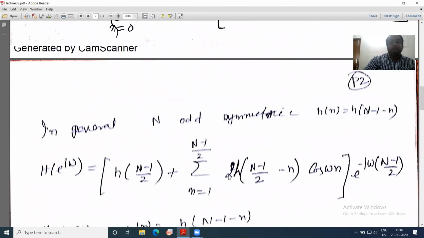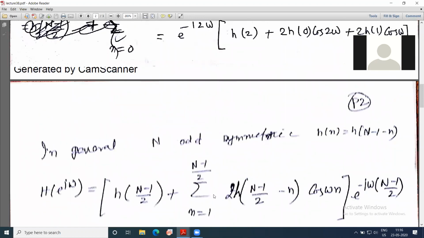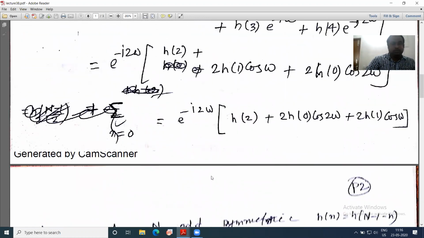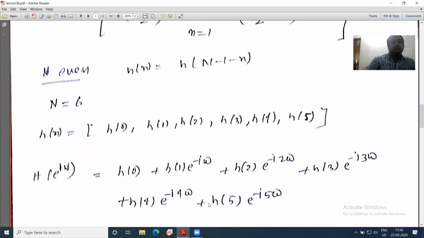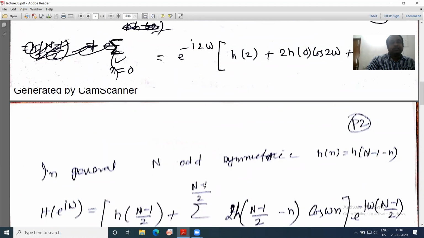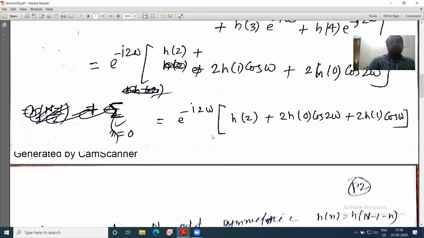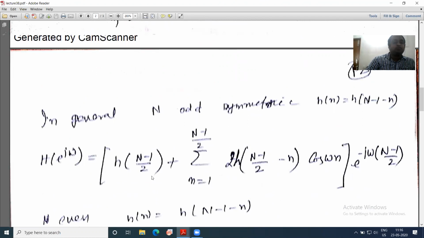Now, if I want to write a general form of this, how will this look? Shall I write h of n minus 1 by 2? Suppose n may not always be equal to 5. N may be 7, also 9, also 11, whatever the length is. So odd. Another important thing: if I write h of n equal to h of n minus 1 minus n, this is called the symmetric response. H of n equal to h of n minus 1 minus n, if I assume this, this is known as the symmetric condition.